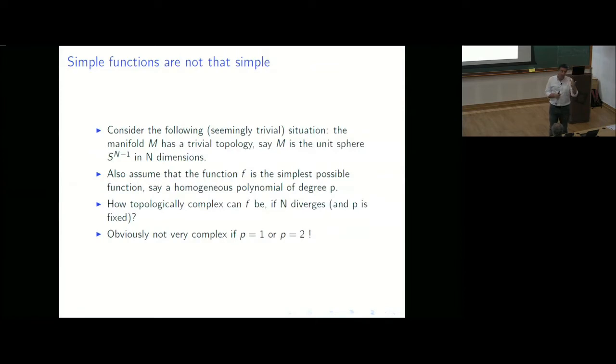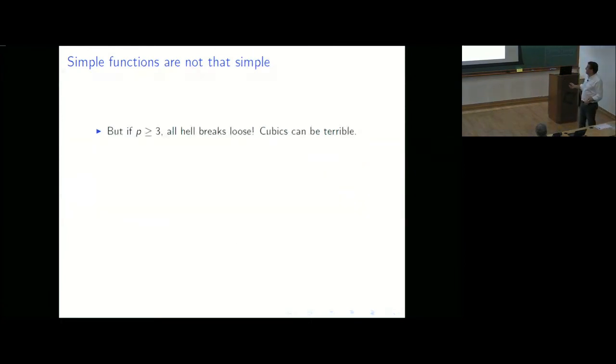If you take degree 2, you have a quadratic form. You know very well that a generic quadratic form on a sphere of dimension n will have 2n critical points. What are they? They are just the n eigenvectors of the symmetric matrix defined by this quadratic form, plus and minus, right? So it's not very complex. n is a lot, but not very large. The problem is that as soon as you take p larger than or equal to 3, all hell breaks loose. Cubics are terrible. A polynomial of degree 3 is a function that is extremely complicated.